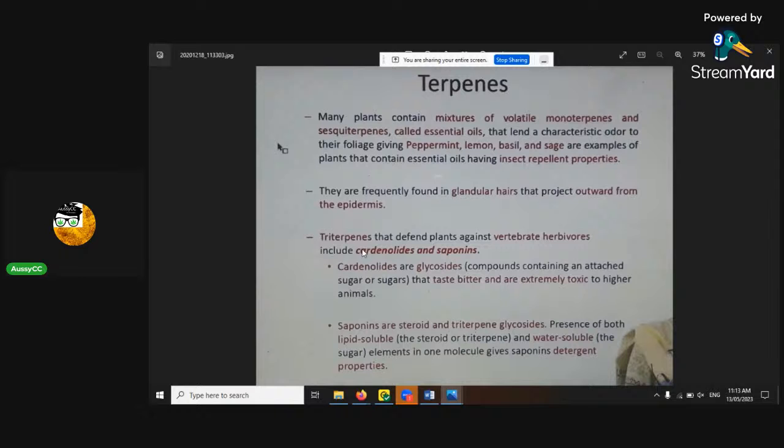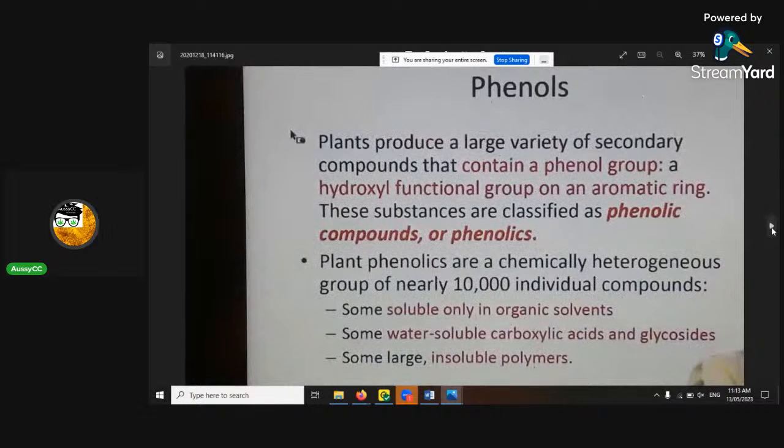I've got to just touch on these. Triterpenes defend plants against vertebrate herbivores. Include saponins. Saponins are steroid-like triglycerides. Phenols. Remember, that's another section of it being broken down.